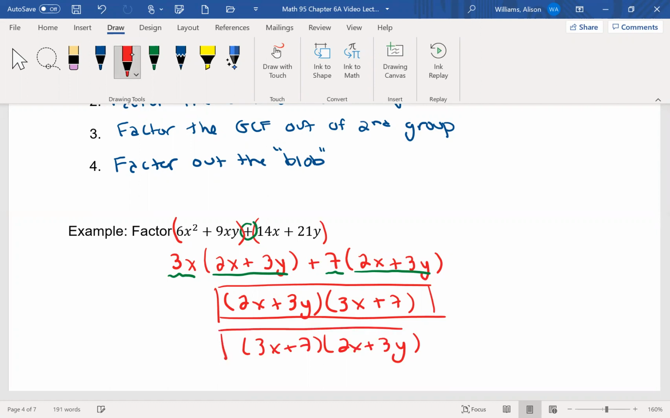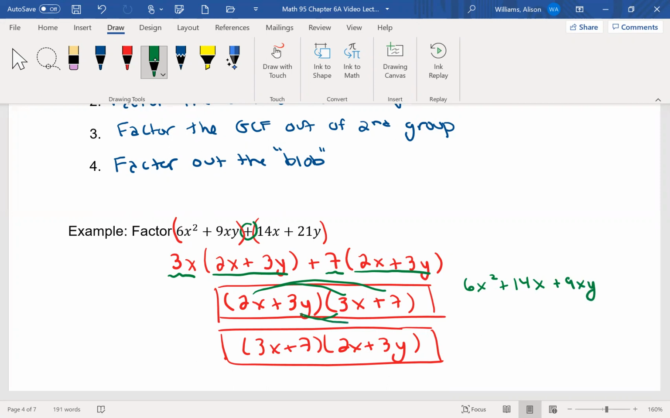Speaking of multiplying it out, as I mentioned earlier, we can check our answer by FOILing this and seeing if it multiplies out to what we started with. Let's do that. If I distribute, 2x times 3x is 6x squared. Then 2x times 7 is 14x. 3y times 3x is 9xy. And 3y times 7 is 21y.